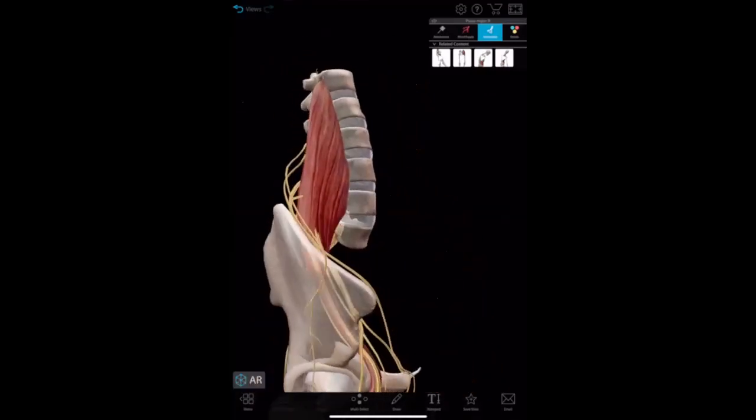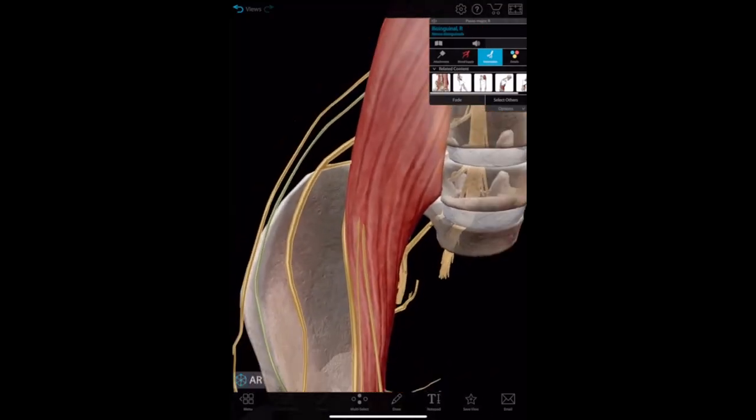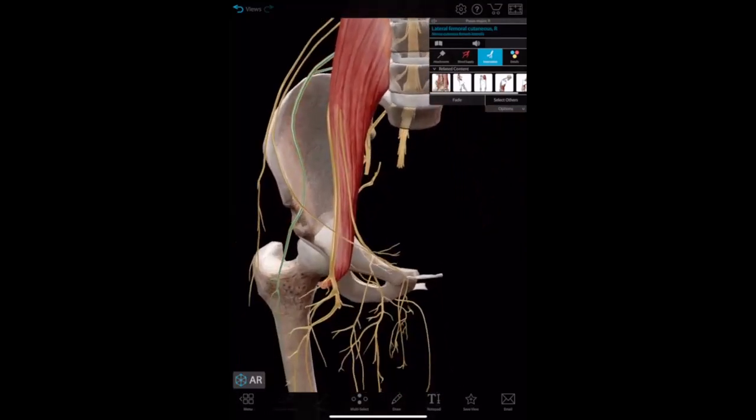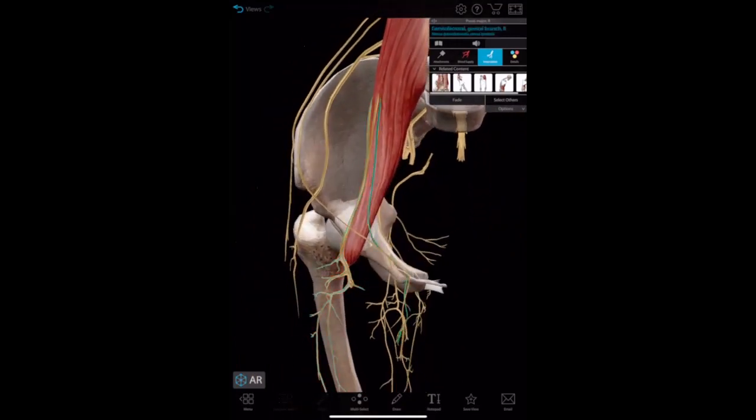Let's see like this. This is the iliohypogastric nerve. The first one is the iliohypogastric nerve, you can see there. This is the ilioinguinal nerve. This is the lateral cutaneous nerve of the thigh. And this one is the femoral nerve. And this one is the genitofemoral.